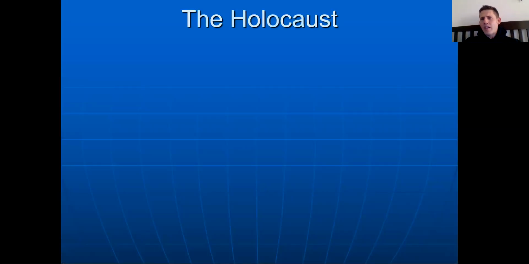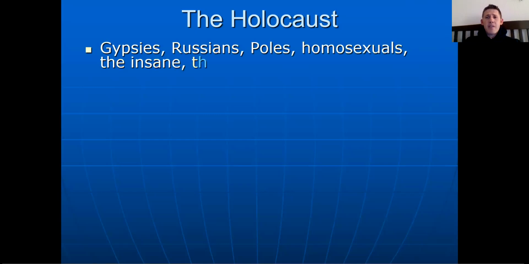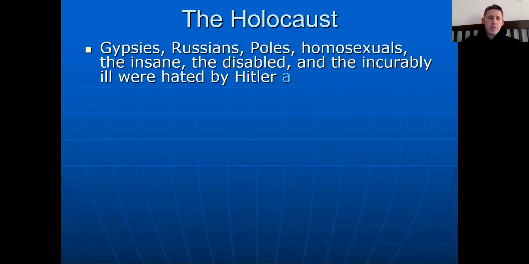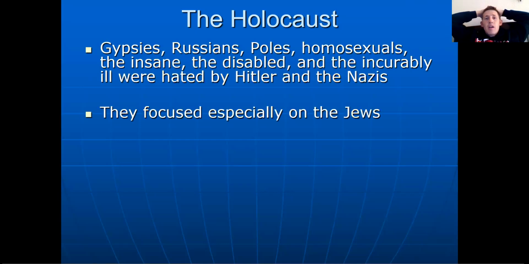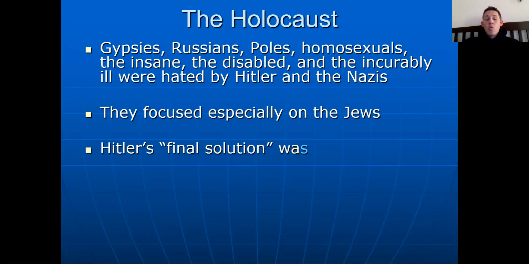So the Holocaust, probably the biggest downer, the worst aspect of World War II. The Holocaust was part of the final solution of Hitler and the Germans. Their idea was they were going to try to create a perfect race, and they were going to try to do away with, to basically exterminate all the people groups that they thought were not ideal, right? So gypsies, Russians, Poles, homosexuals, and especially Jewish people were gathered up.